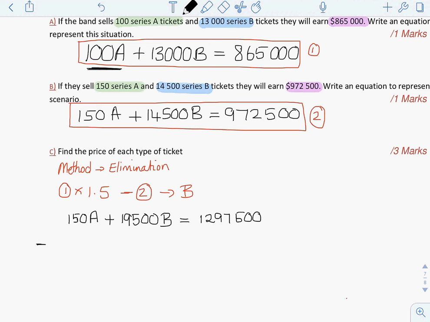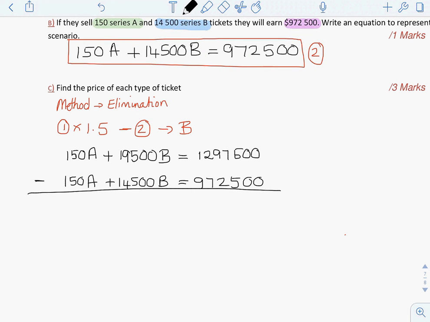We're going to subtract equation 2. Equation 2 won't change, it's just what we had above. This calculation is what we're up to now. 150a minus 150a is 0a, so I'm not going to write anything down at all. 19,500b minus 14,500b is going to leave me with 5,000b. 1,297,500 minus 972,500 will leave me with 325,000. Solving for b, I'm going to just divide by 5,000. This will leave me with 65. So the price of the Series B ticket is $65.